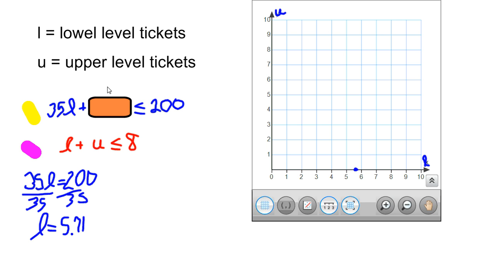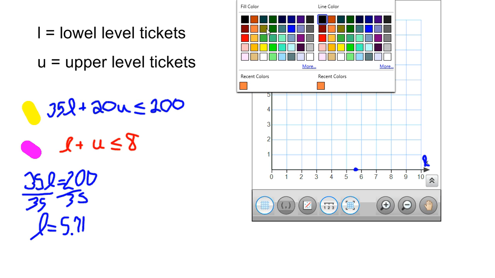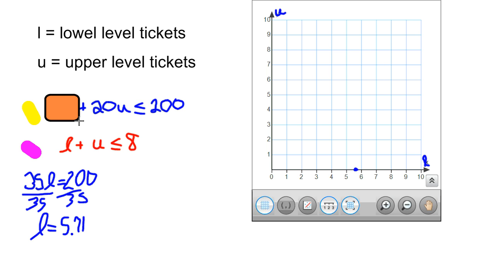Okay, so we found L. Let's find U. We cover up the L. We solve for the U here. So we're going to have 20U equal to 200. And then once we solve here, we divide both sides by 20. And then we end up with U being equal to 10.